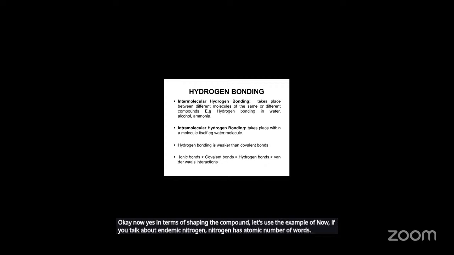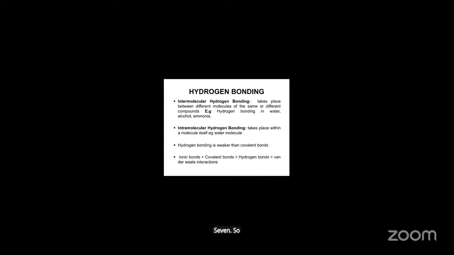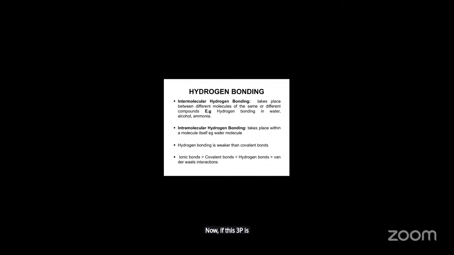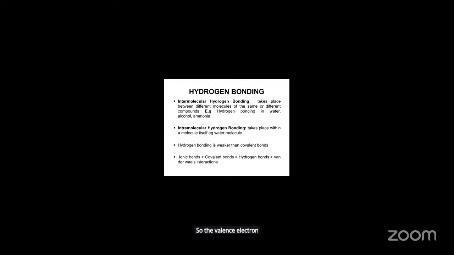So what's the value? Now, in that 7, 1s2, 2s2, and 2p3, right? You realize that 2s and 2p are the ones that are going to participate in bonding. Now, the 3p electrons are already on their own, they are bond pairs, because hydrogen is 3 in ammonia. But you have 2s, which is a lone pair of electrons that is not participating in bonding. So the valence electron for nitrogen is what?